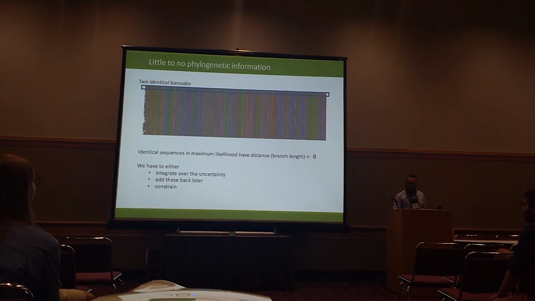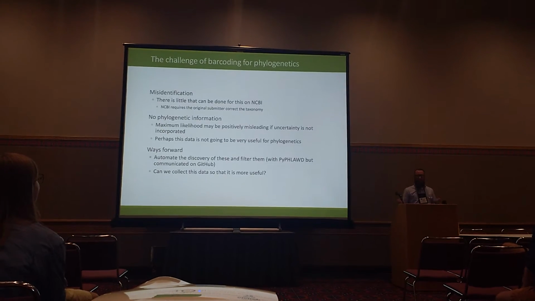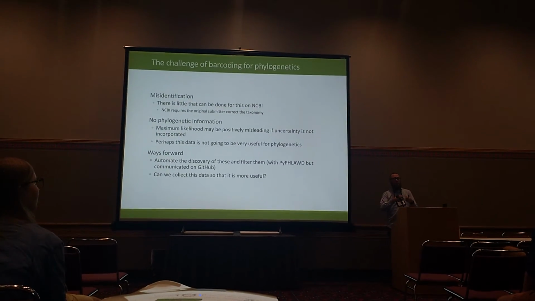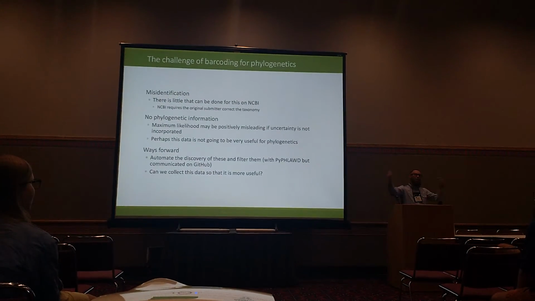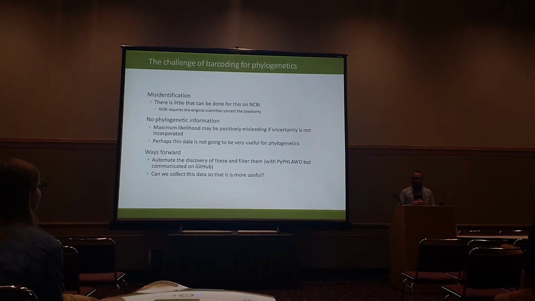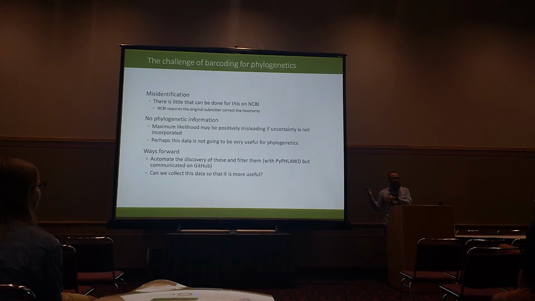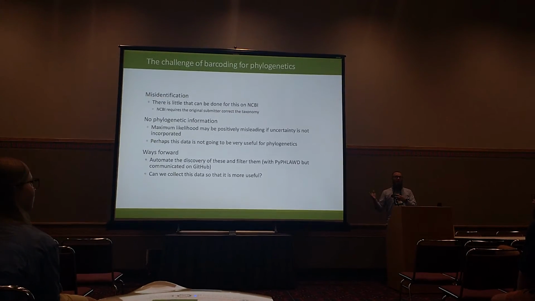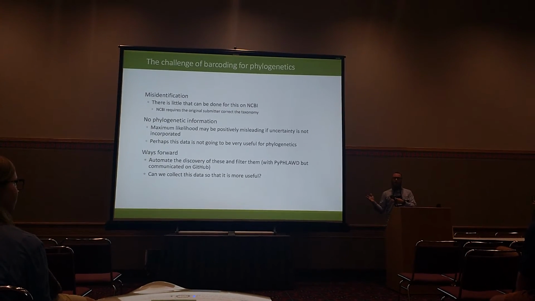The other problem is a little bit simpler, which is just that if you use maximum likelihood, barcode sequences could be very similar, and so they have a distance of 0 all over the tree, and that's kind of difficult to deal with, but if you incorporate uncertainty, it's easier. One problem is that there's little that can be done for this on the NCBI side because the original submitter has to fix the data.